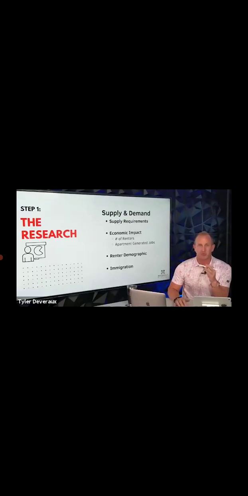Economic impact. What's the total number of renters in the area? How much do they contribute to the economy? How many jobs are generated due to apartments? If the economy is highly dependent on the apartment industry, well, then that obviously points to a strong apartment market for the foreseeable future. Renter demographic is a big one as well. If people are starting families later, which they are, and the number of families is decreasing over time, then that points to a strong demand for apartments.